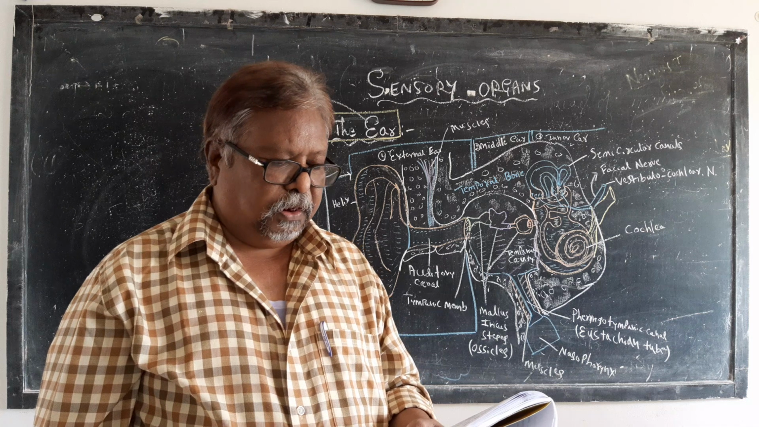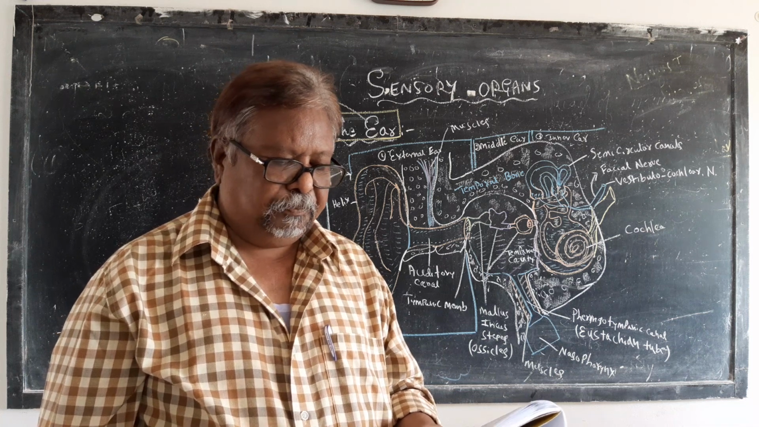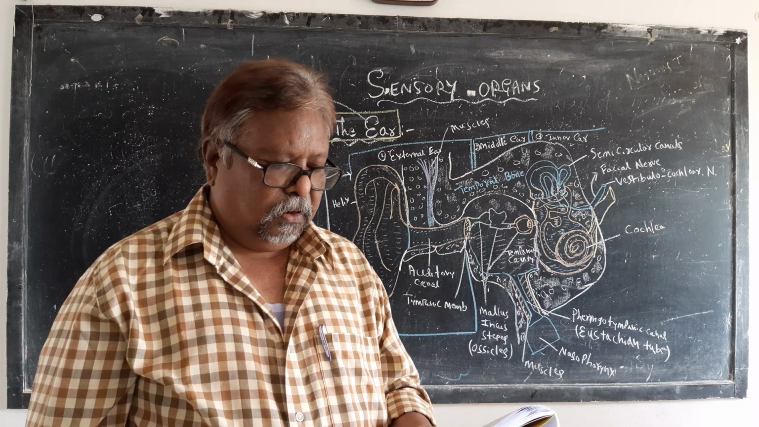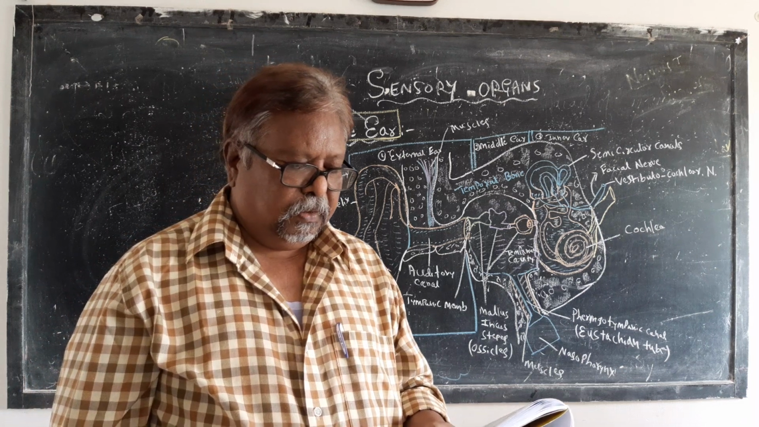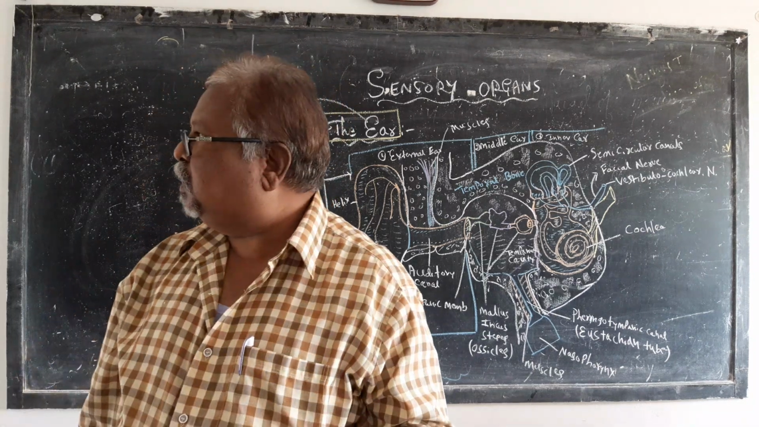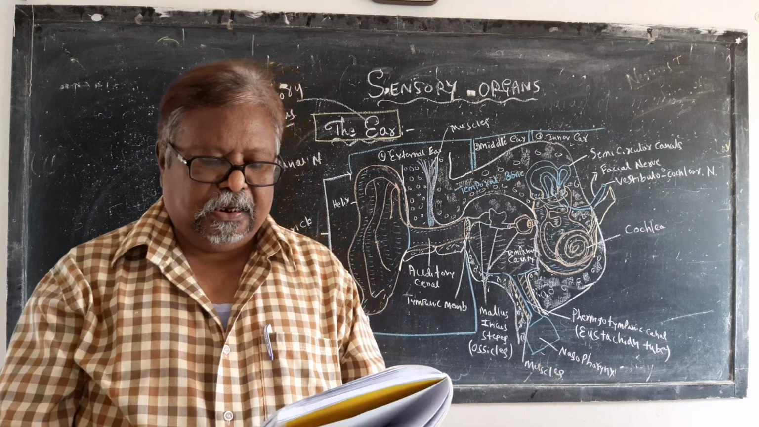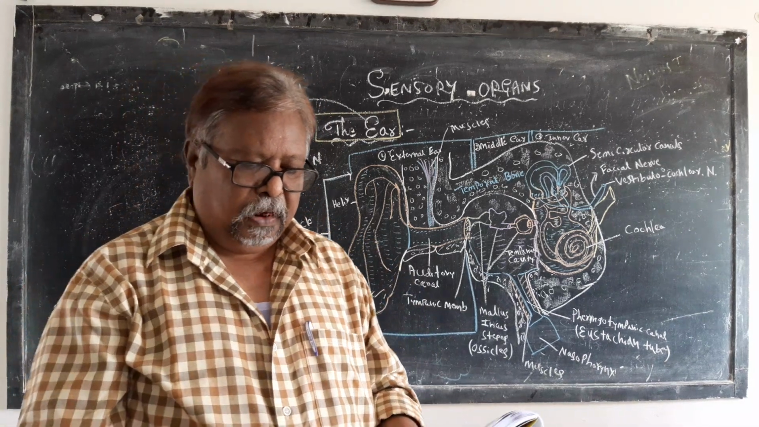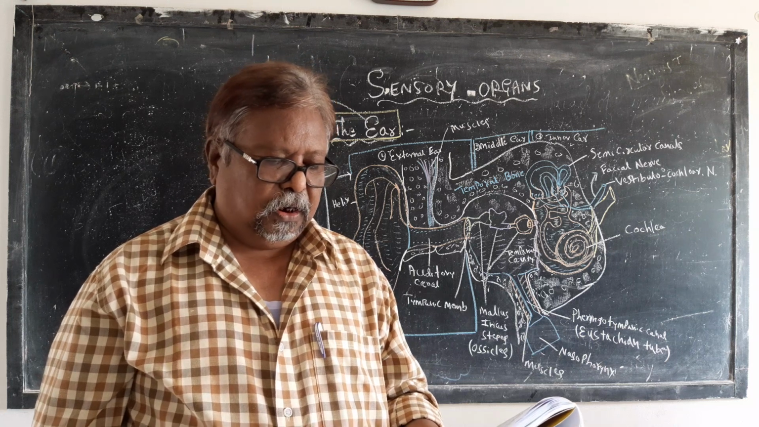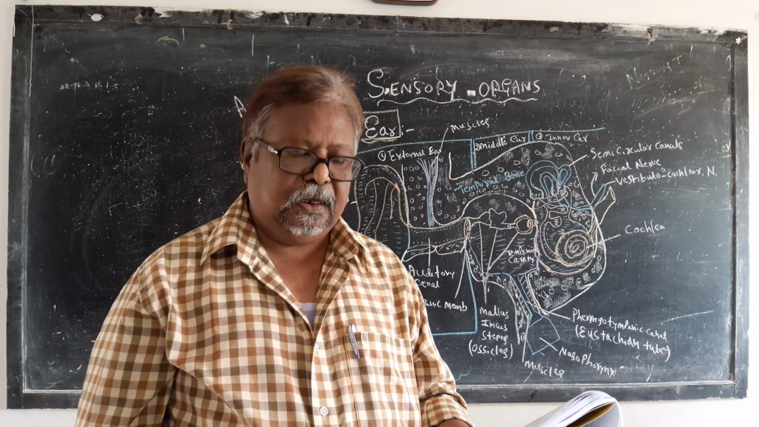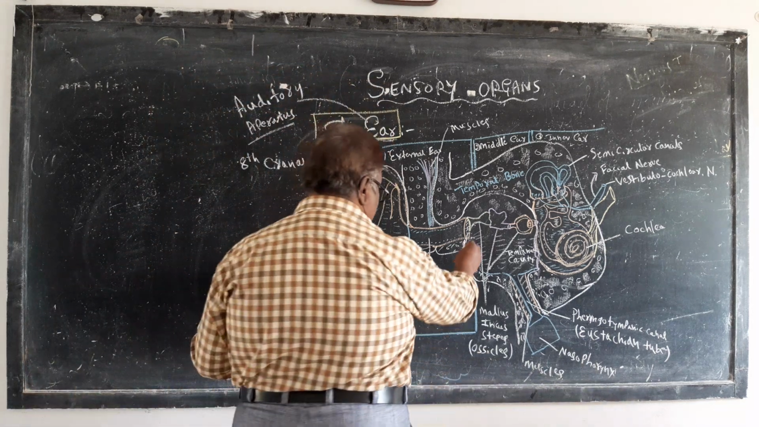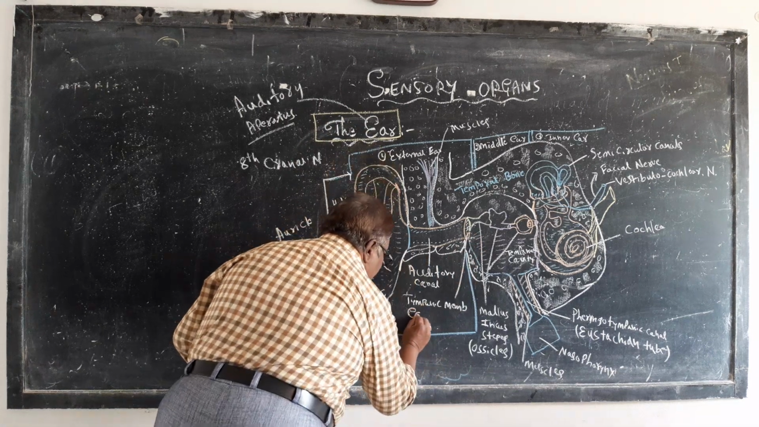Now coming to the next one, the auditory canal. It is also called the external acoustic meatus. It is a slightly S-shaped tube about 2.5 centimeters long, extending from the auricle to the tympanic membrane, that is the ear drum. This is the tympanic membrane, the ear drum.